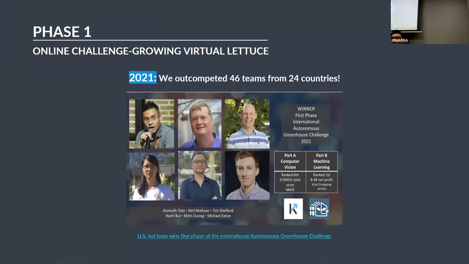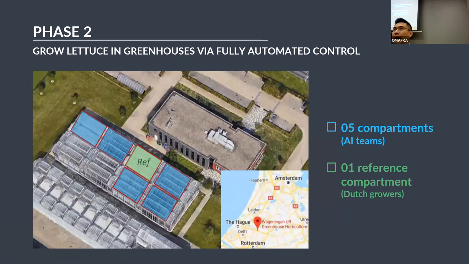And there were two phases. Phase one was the online challenge in 2021. We competed against 46 teams from 24 countries. We collaborated with professors from Cornell University and also Rutgers, and we won that challenge. And we repeated our success in the real growing challenge last year. In the real growing challenge, there were five AI teams competing with each other and also with a reference compartment controlled by two experts, Dutch growers.